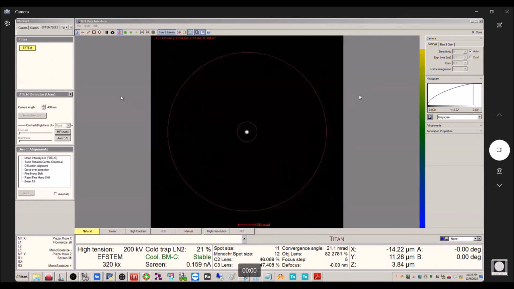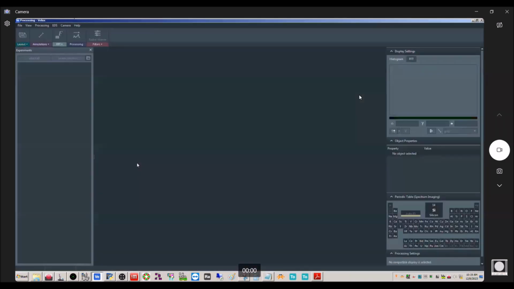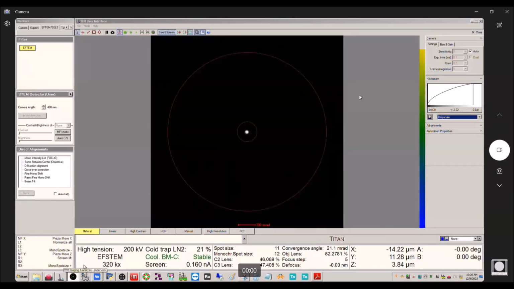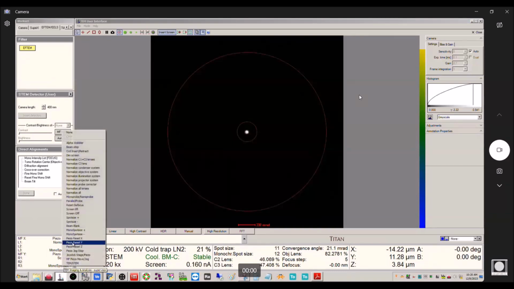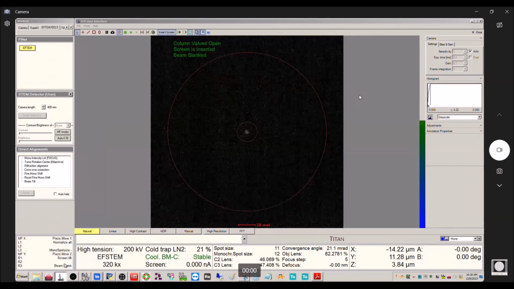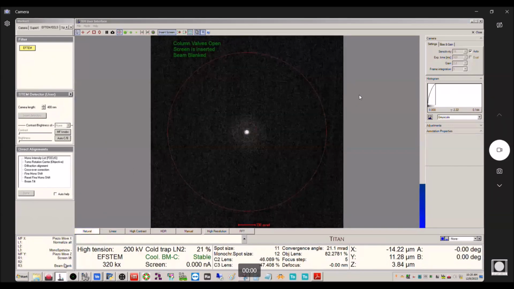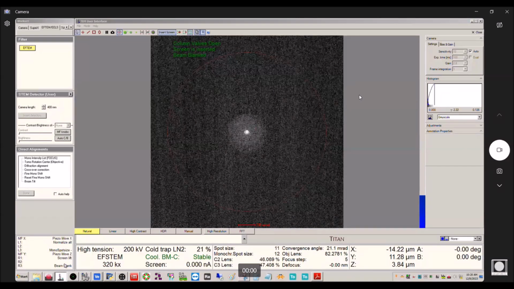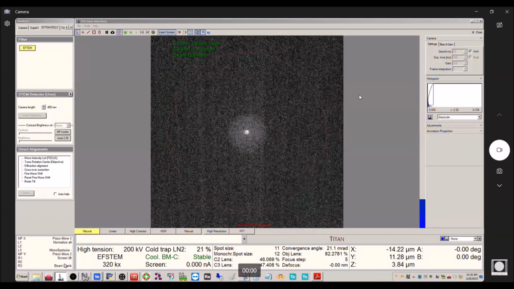Okay, and then what I'm going to do now, go back here. Oops, actually, I don't have to do that. I can just blank the beam. Let me see here. Where are you? Beam blank. Okay. So what I'm going to do now is I'm going to change the screen input so you can see the GIF screen. Okay, so give me just a second here.